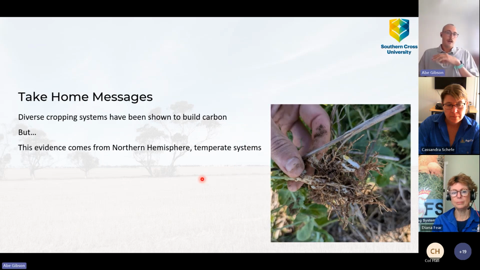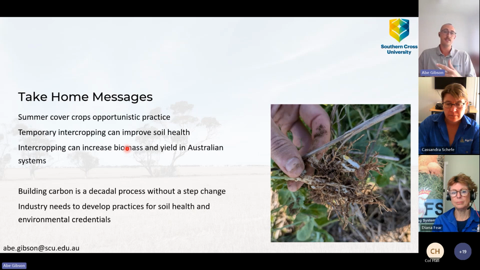So just to wrap up, there's evidence for diverse cropping systems with plant diversity to build soil carbon from the Northern Hemisphere and temperate systems. But because of our fallow system and the limitations of biomass production, we still need a lot more work to be done in Australia on these systems and how we can best implement them. At the moment, summer cover crops are an opportunistic practice, so get them in to use up some extra water when you can produce high biomass.